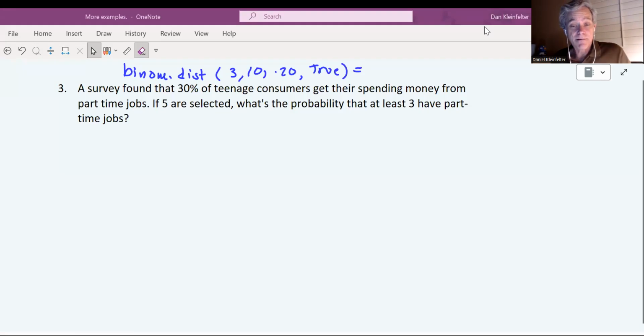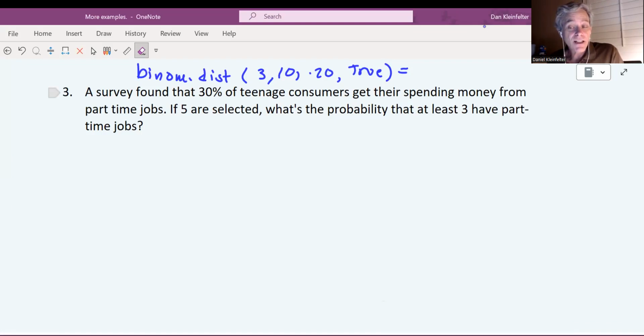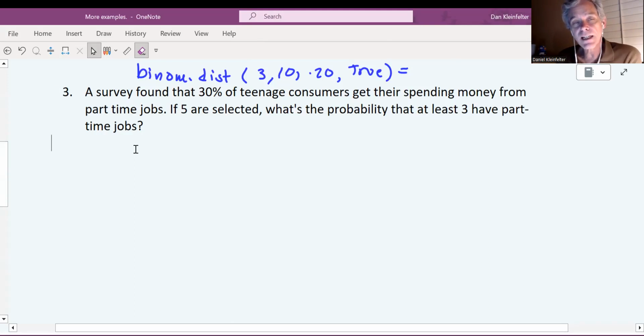All right, for our last example, I wanted to see how we can do this same calculation using StatCrunch if that's your preference. The story here is a survey found that 30% of teenage consumers get their spending money from part-time jobs. If 5 are selected, we want to know the probability that at least 3 have part-time jobs. So just so that we know how this would go in Excel first, if we're looking for at least 3, then it's not the case that it would be 2 or fewer. That sounds like a complements problem.